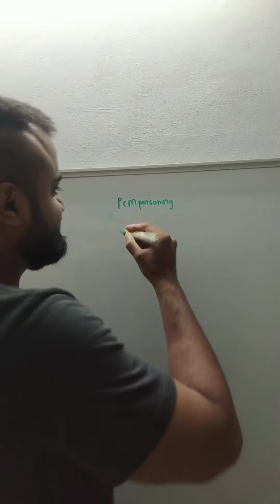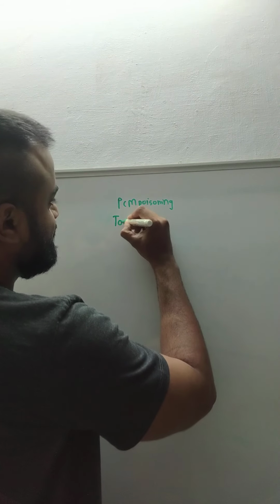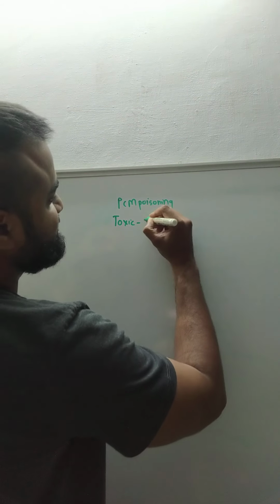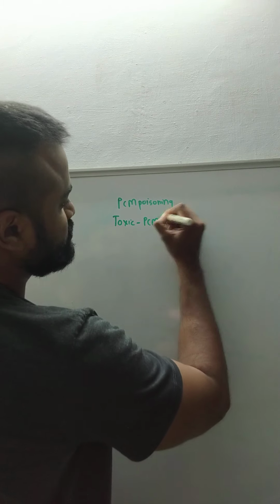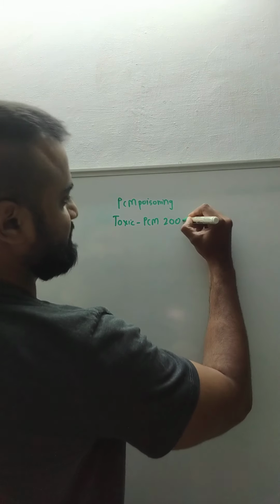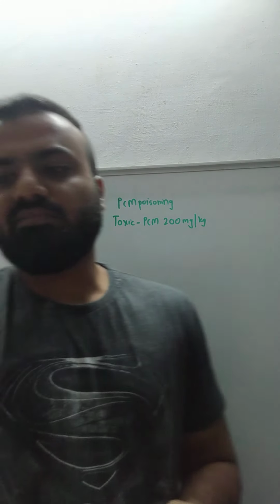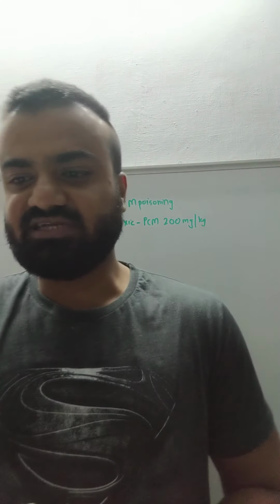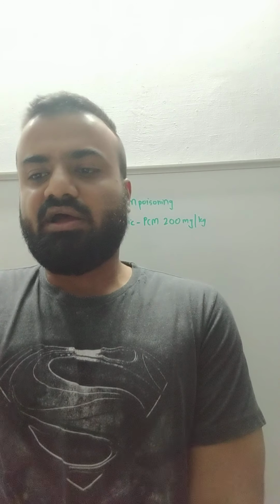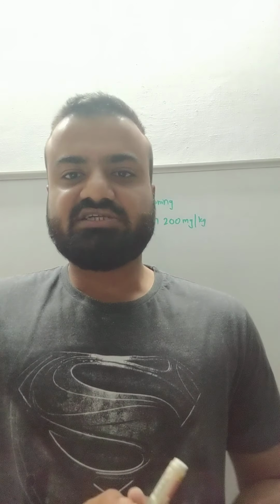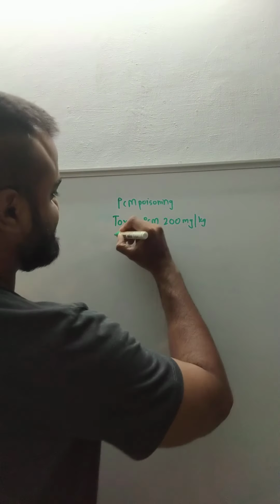So first question is, what is the toxic dose? The toxic dose of PCM is 200 mg per kg. That is the toxic dose for paracetamol to cause poisoning in a pediatric patient. Now, clinical features in the pediatric age group: there are phases, and we'll discuss something about each phase.